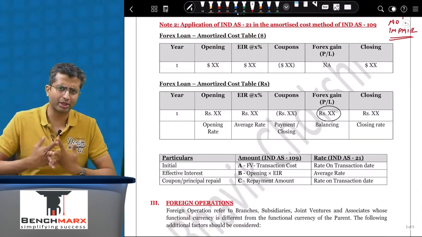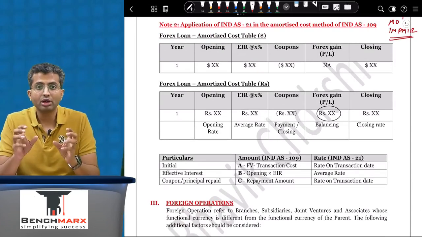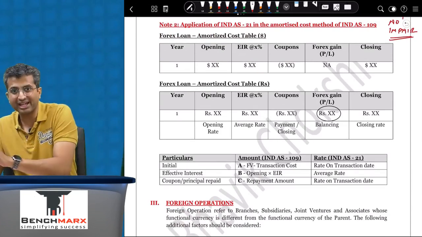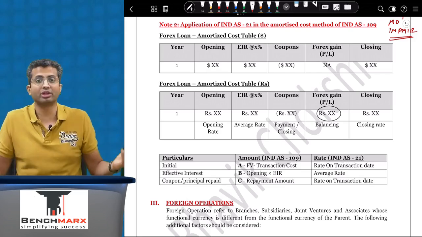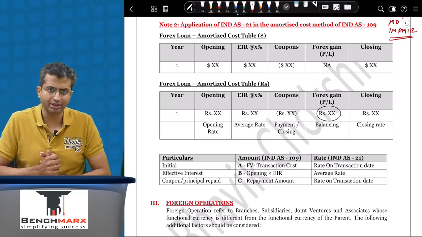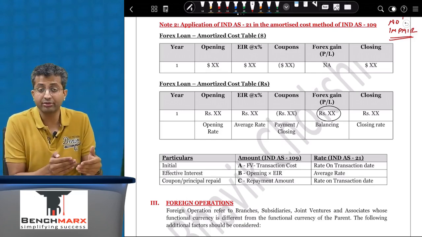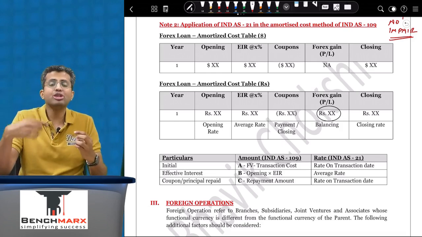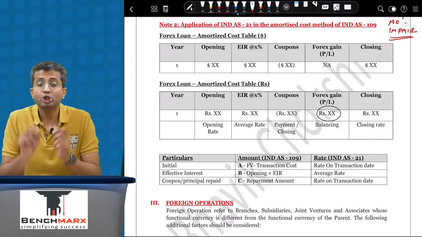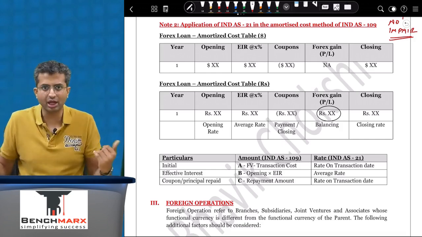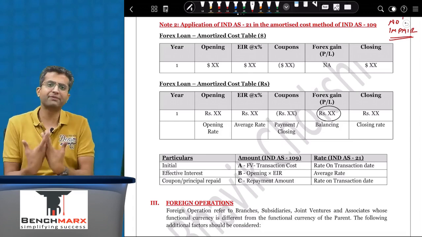Another important case over here would be the application of financial instruments and Ind AS 21 together. Especially these are loans taken or given under the amortized cost method. So under the amortized cost method, what do you do? You take the opening balance of the loan and you recognize the interest using the effective interest rate, the EIR, which may be different than the coupon rate. So your real income is based on the effective rate.